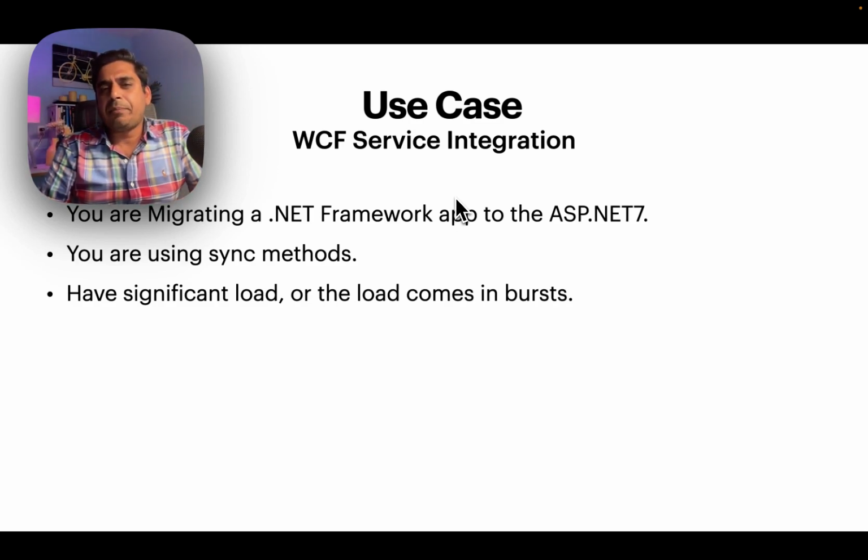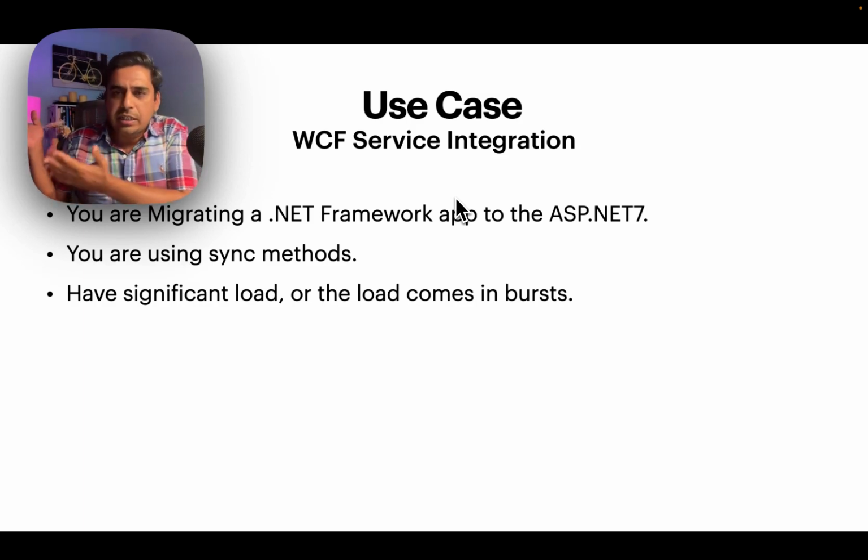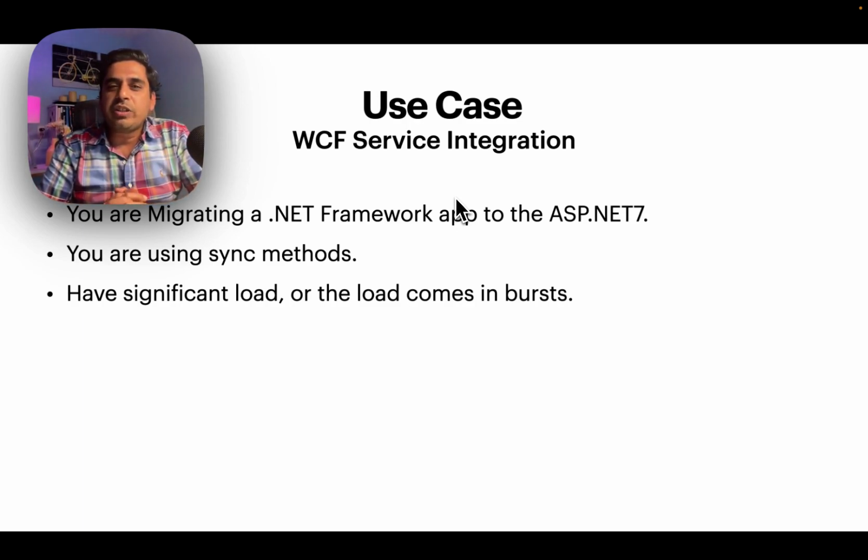So you're migrating an application from .NET Framework to .NET 6 or 7, or the soon-coming .NET 8. But in your legacy application, you are using sync methods. Either you are mistakenly using them, or you don't have any choice. For example, you have a third-party API which only provides a sync method. So yeah, you have no choice.